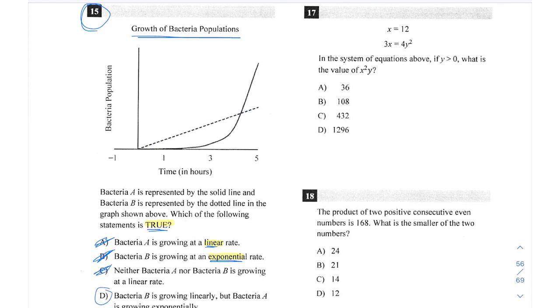So our correct answer here is going to be D. Bacteria B is growing linearly. That's the straight line that we see. And then bacteria A is growing exponentially. That's that curved line that we see. And that matches exactly what we see in our graph. So our correct answer to question 15 is answer choice D.